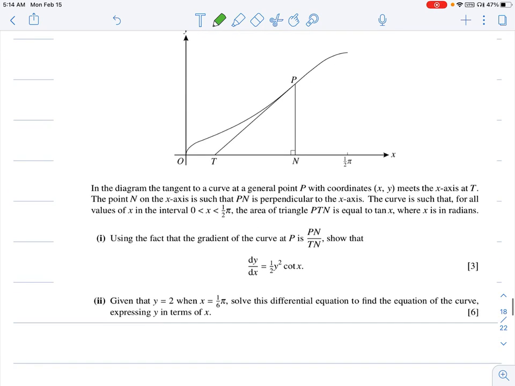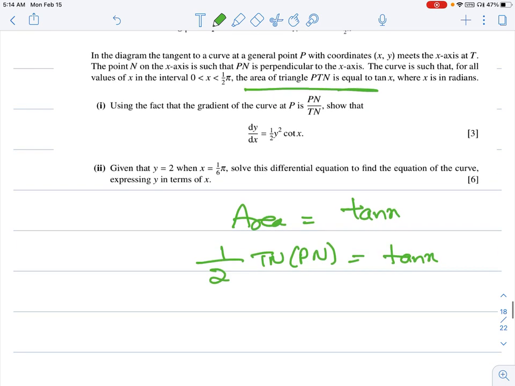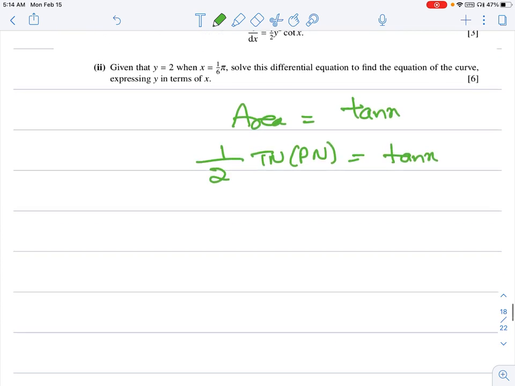Question number 8. Area of the triangle PTN is tan x. Area is equal to tan x. Area is half base into height. Half base is TN, height is PN, is equal to tan x. And this point, let us assume this point is x comma y. So PN will be y. So 1 upon 2 TN times y is equal to tan x. So TN will be equal to 2 tan x upon y.